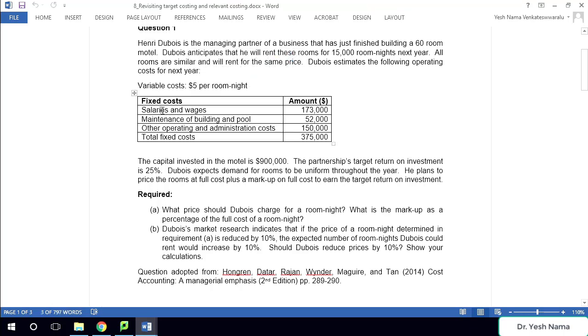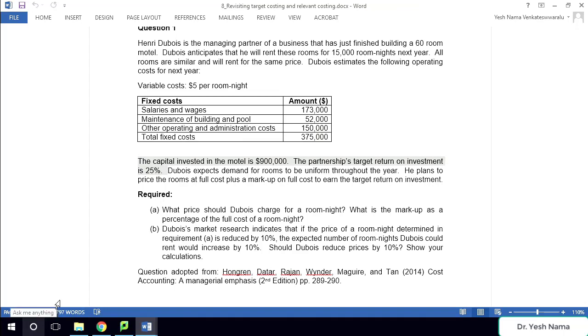Fixed costs: salaries and wages, $173,000. Maintenance of building and pool, $52,000. Other operating and admin costs, $150,000. Total being $375,000 of fixed costs. The capital invested is $900,000. The partnership's target return on investment is 25%.